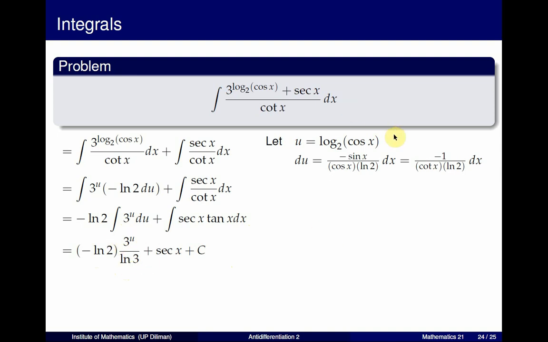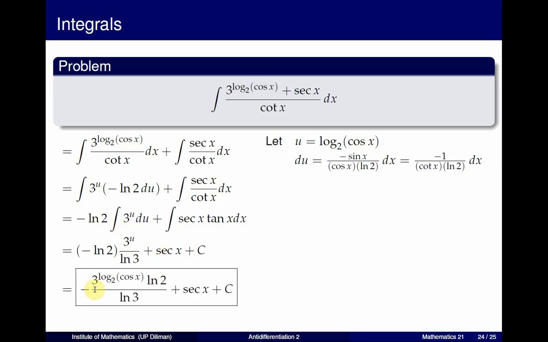Don't forget, you have to substitute back into x. So this 3 raised to u becomes 3 raised to log of cosine x to base 2. And let's just clean up the fraction a bit. So the final answer is negative quantity 3 raised to log of cosine x to the base 2 times ln 2 all over ln of 3 plus secant x plus c. Let's take a moment to take in the solution.